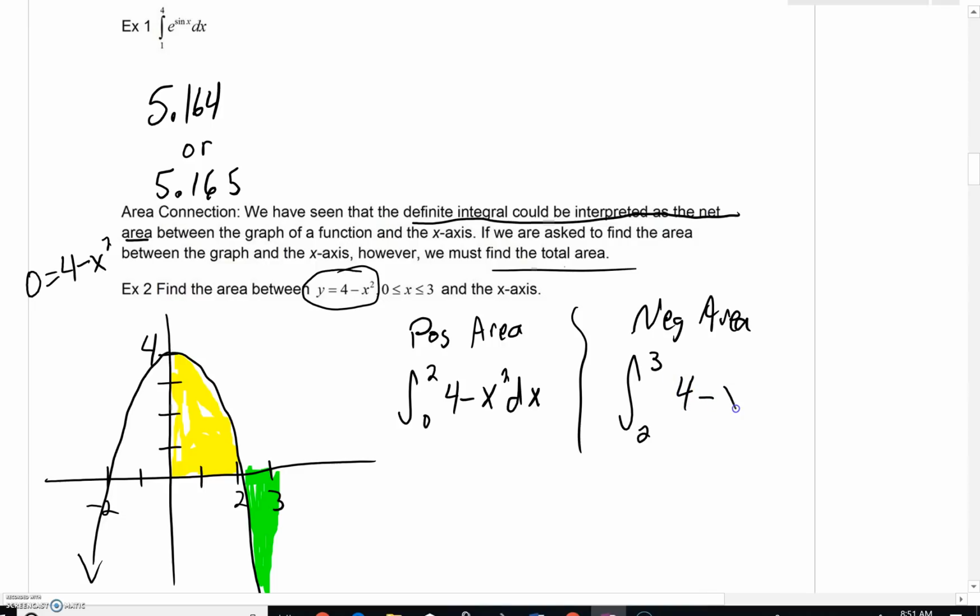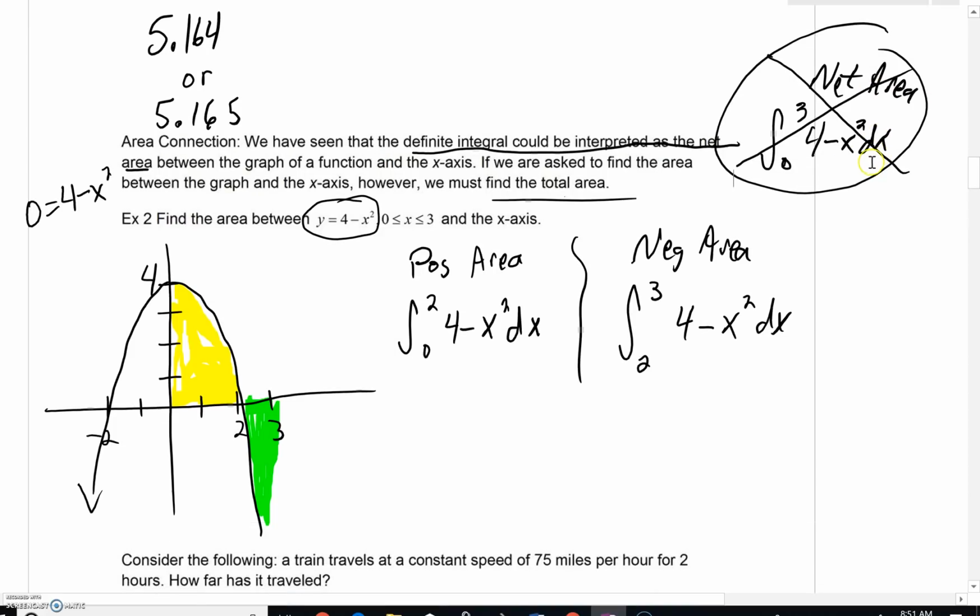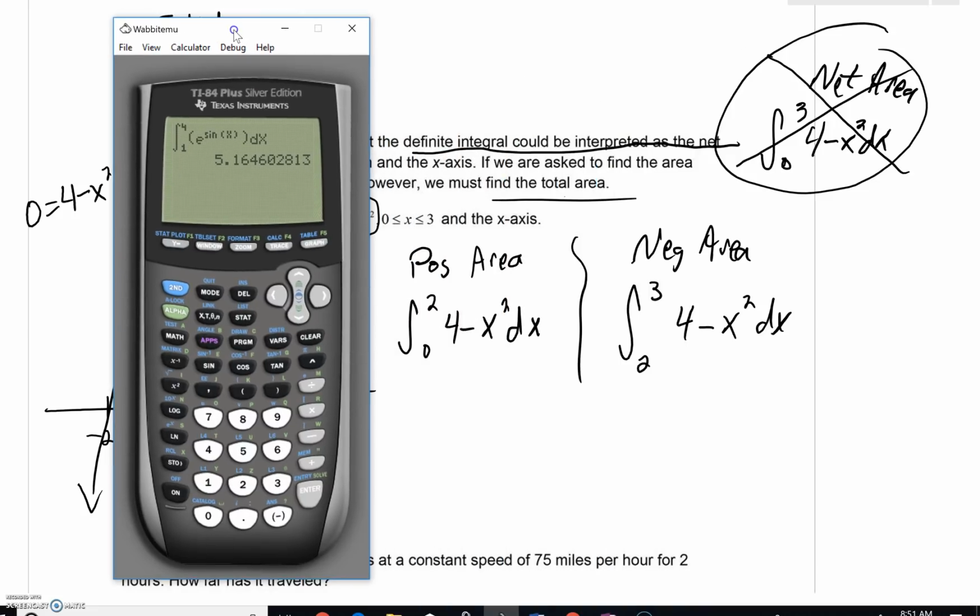Notice what I'm not doing. I'm not just integrating between 0 and 3. This right here would be net area. This would allow the positive and the negative areas to cancel each other, and we don't want that to happen. We want to keep track of both the positive and the negative area. Now, of course, this problem in particular we can do by hand, but for the sake of time, let's very quickly, notice what I did. I hit math and I hit the up arrow to speed this up a little bit.